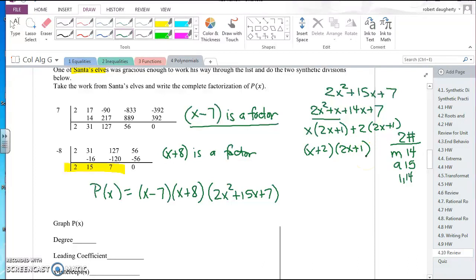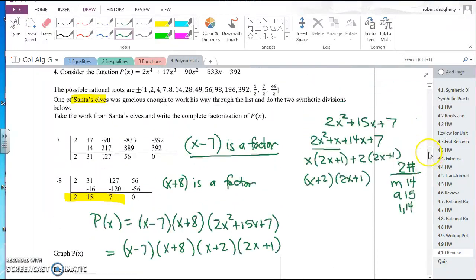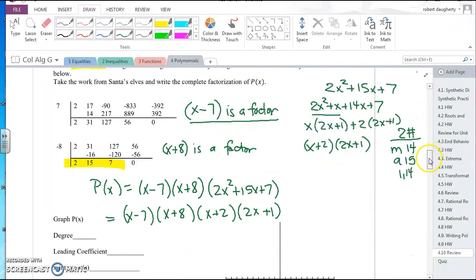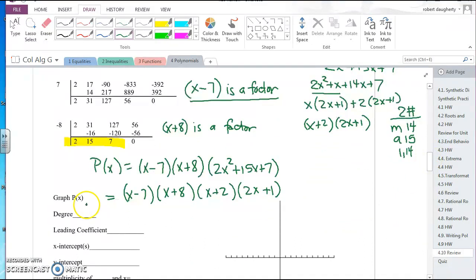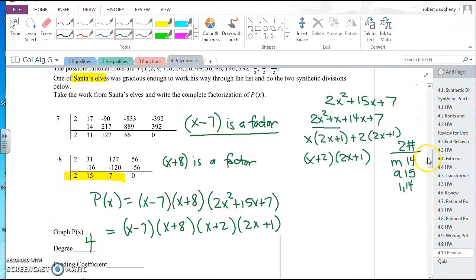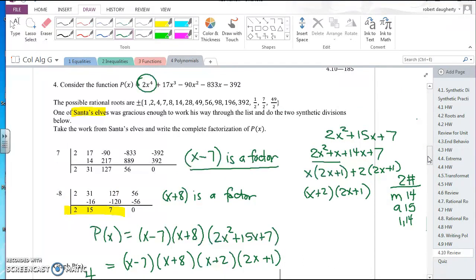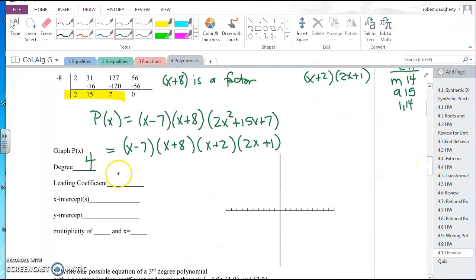So the final factorization of this polynomial is x minus 7, x plus 8, x plus 2, and 2x plus 1. And so if I look at this, now I'm asked to graph it. What is the degree? Easiest thing to see for the degree, that's a fourth degree polynomial. So the degree is 4. Leading coefficient, the number in front of x to the fourth, is 2.